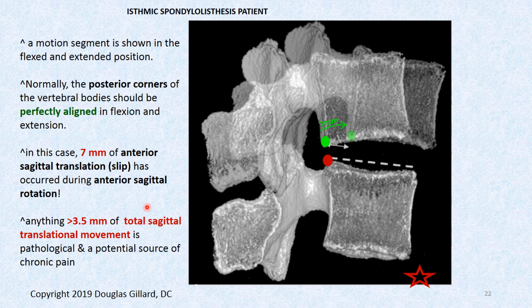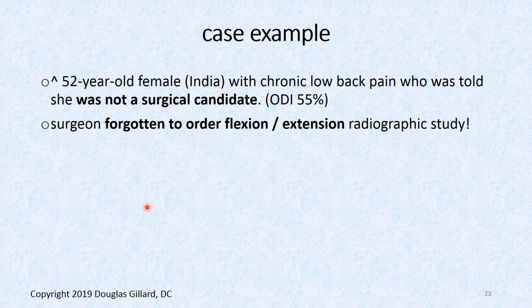This patient's unstable. That's why your flexion extension radiographs are super important, as are your lateral bending radiographs. Let's do a case. A 52-year-old female from India with chronic low back pain consulted me, and she was told that she was not a surgical candidate. Miserable, absolutely miserable. Her Oswestry Disability Index was 55%. So the first thing I asked is, well, did they do a flexion extension x-ray? How do you know you're stable? Well, they didn't do that, so we ordered one.